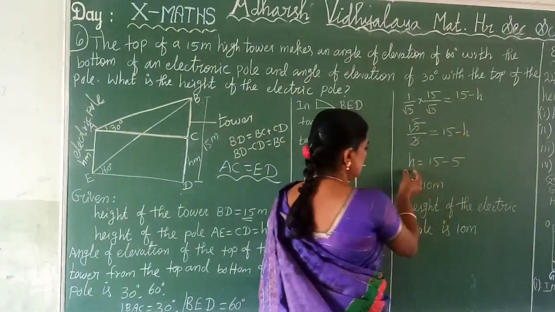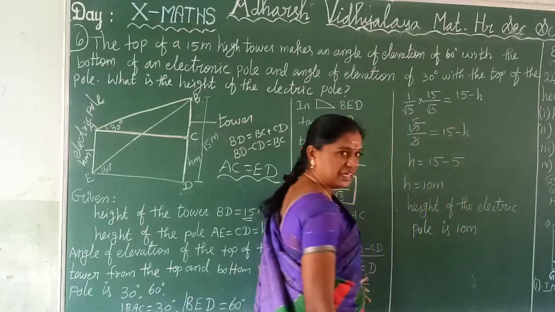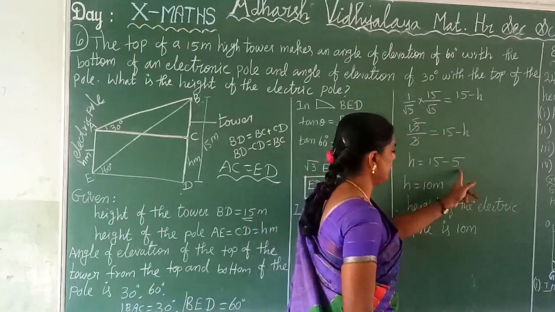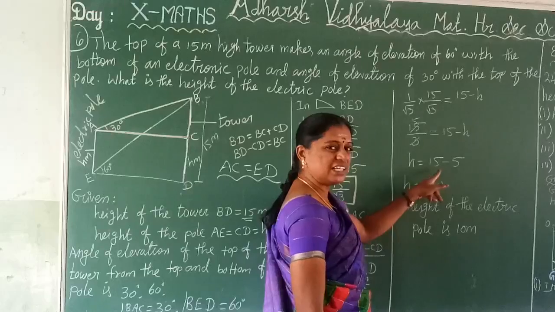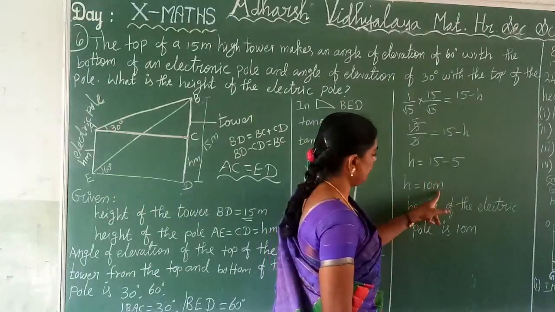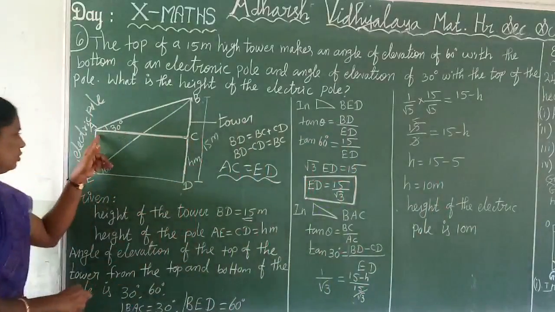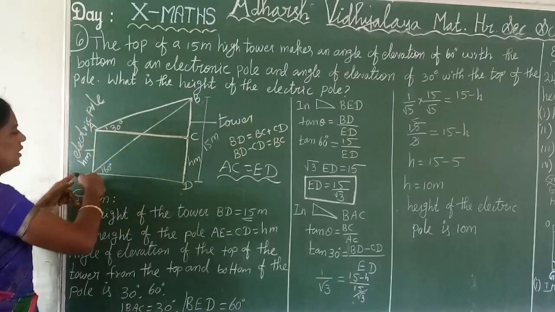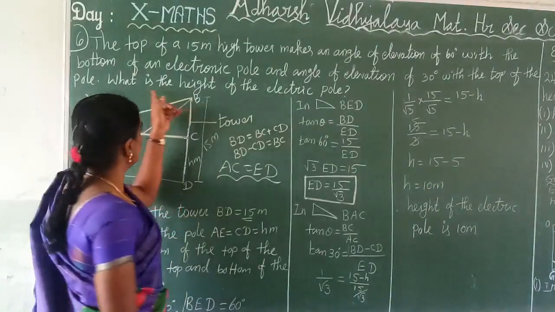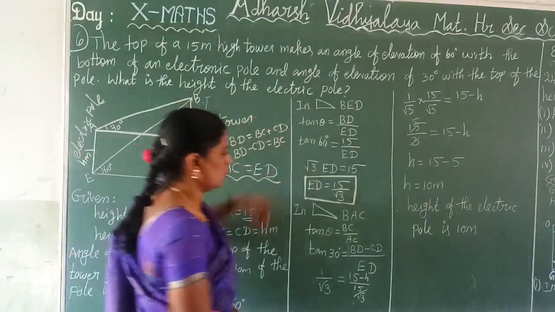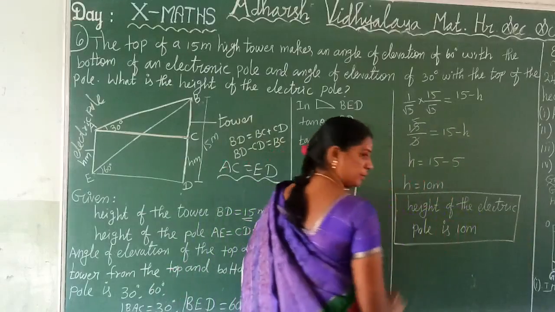So minus h comes this side, plus h is equal to 15 plus... 5 goes to the opposite side, minus 5. So h is equal to 15 minus 5. That is ordinary simplification: 15 minus 5, different signs, what is the answer? 10. So h is equal to 10 meters. So what is h? Height of the electric pole. So these two h. So height of the electric pole is 10 meters. Clear? So in this question what we want to find? Height of the electric pole. So the height of the electric pole is 10 meters.